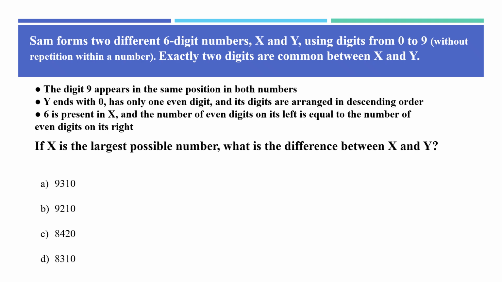The next question is, Sam forms 2 different 6-digit numbers, X and Y, using digits 0 to 9, without any repetitions. Exactly 2 digits are common between X and Y. The digit 9 appears in the same position in both the numbers. Great. We have a clue. There are 2 digits in common.